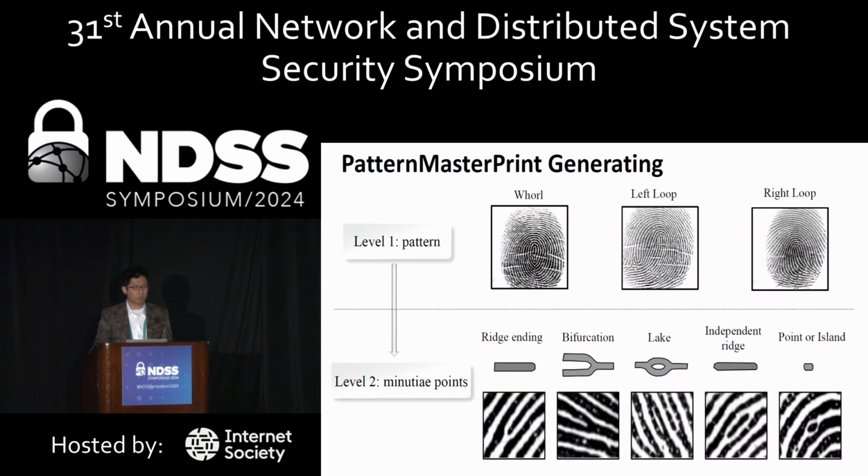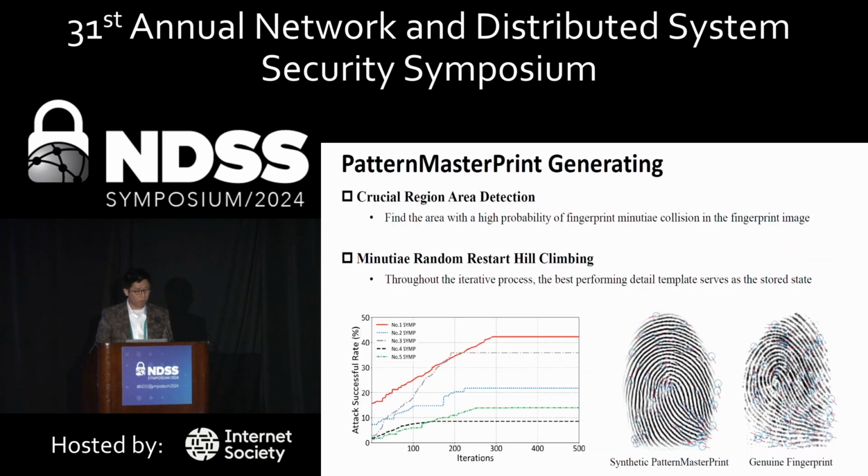Then the last step is to generate more detail about the fingerprint to spoof the user identification models. After predicting the fingerprint patterns, we use the random restart hill climbing algorithm to synthesize the second level of features. It means the position and the direction of the minutiae of the fingerprint that correspond to the first level. To improve efficiency, we first find the area with high possibility of fingerprint minutiae collision in the fingerprint image. Throughout the iterative process, the best performing detail template serves as the stored state. We keep this stored information as the final output.